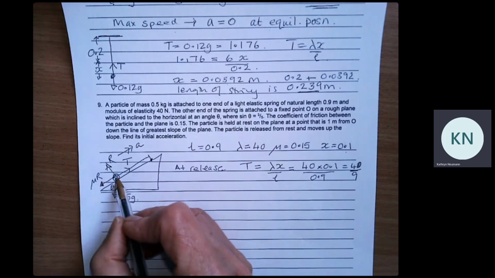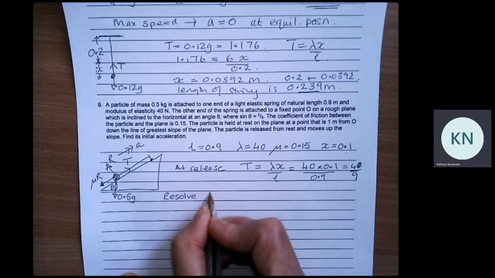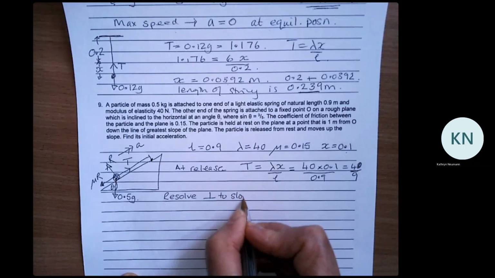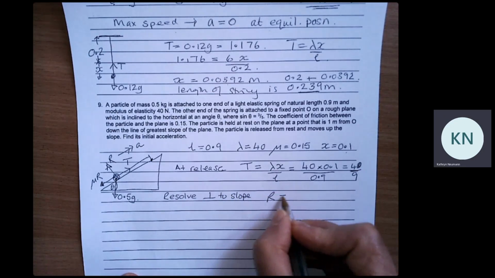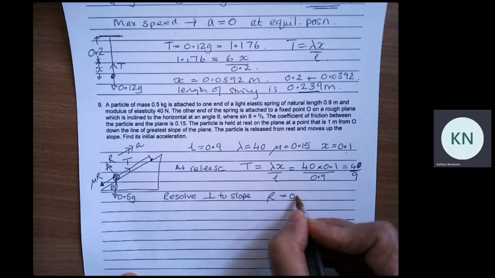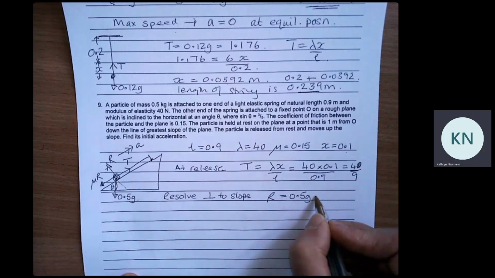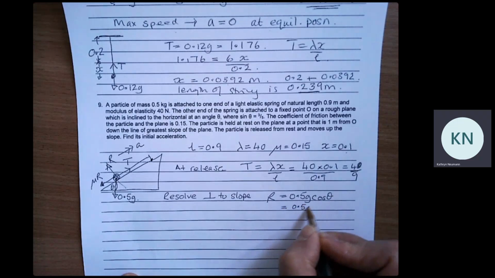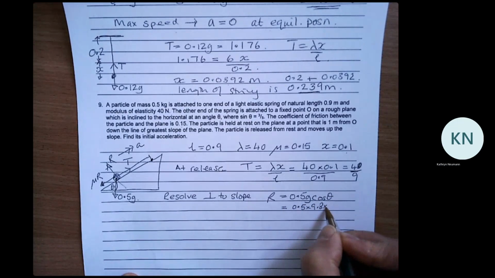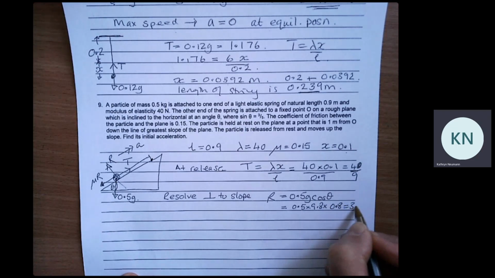We're going to need to find R, so we're going to do that by resolving perpendicular to the slope. And when I do that, I'm going to get R, which we want to find out, is 0.5 g cos theta. And that gives me 0.5 times 9.8 times 0.8, which is what cos theta is equal to. And that gives me 3.92.